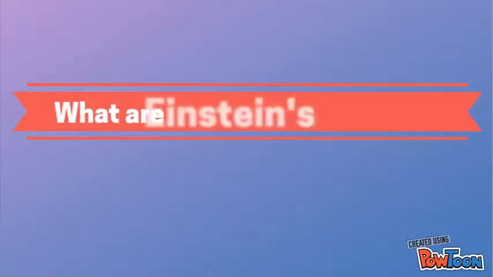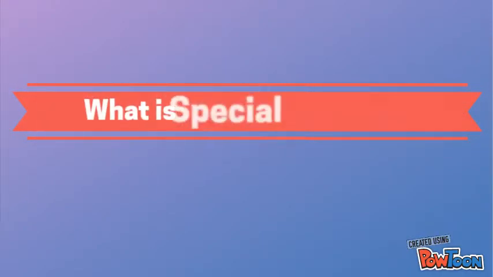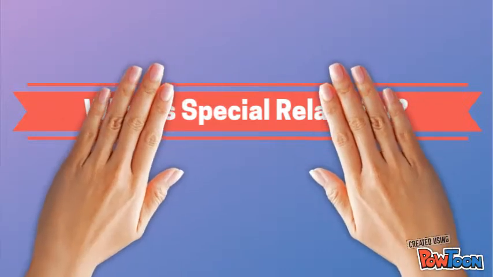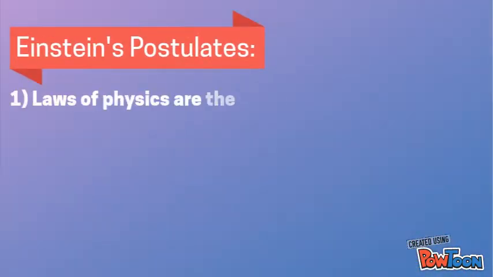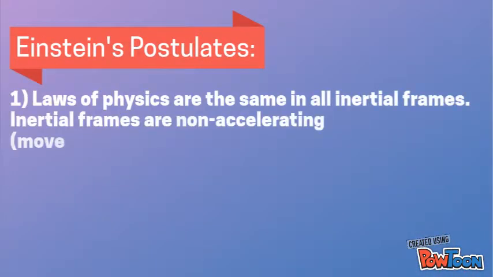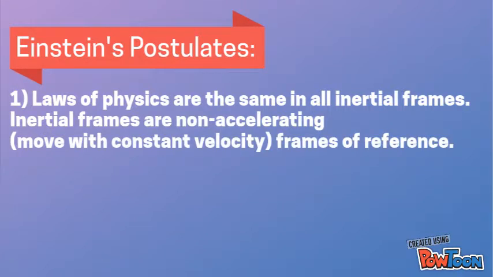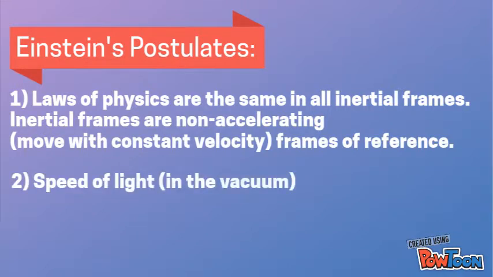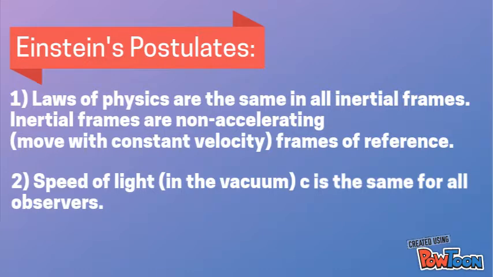So, what are Einstein's postulates and how do they give rise to special relativity? Laws of physics are the same in all inertial frames. Inertial frames are non-accelerating frames of reference. Speed of light is the same for all observers.